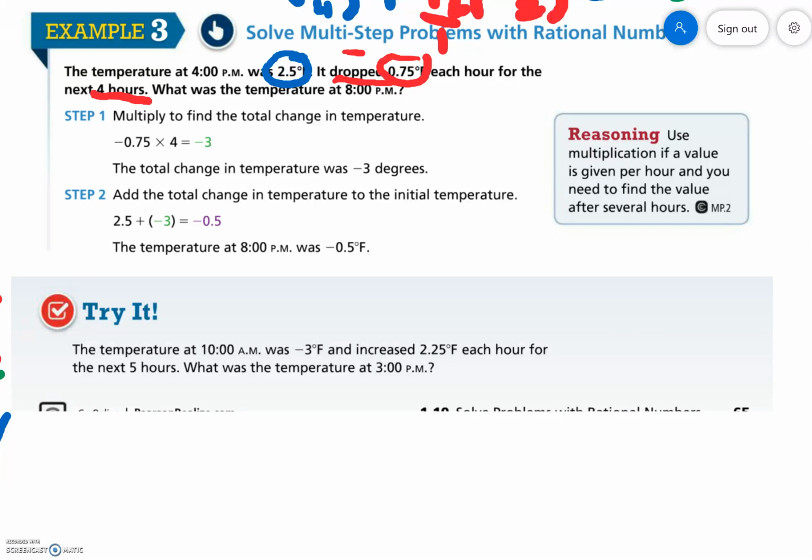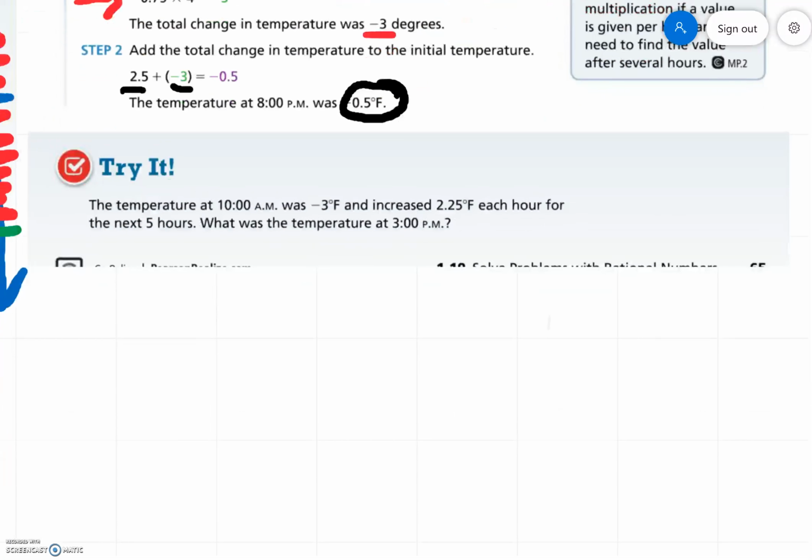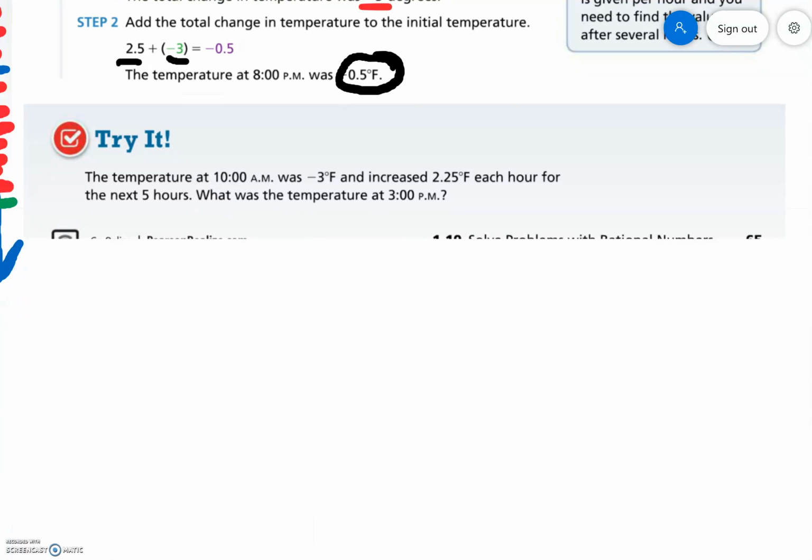So the first step, we wanted to multiply negative 0.75 times 4 to see the total change was negative 3 degrees. Then we're going to add the total change to the initial, so 2.5 plus a negative 3. Looking at these numbers, 3 is bigger and it's negative, so we know our answer is going to be negative. The temperature at 8 p.m. was negative 0.5 degrees. Try this one on your own. When you're ready, press play.